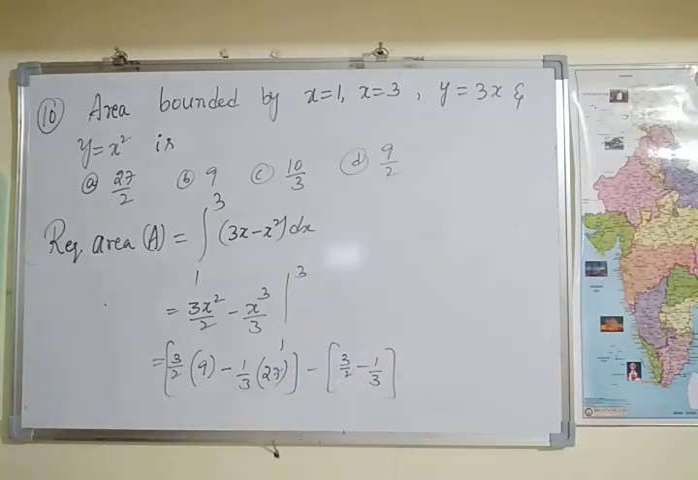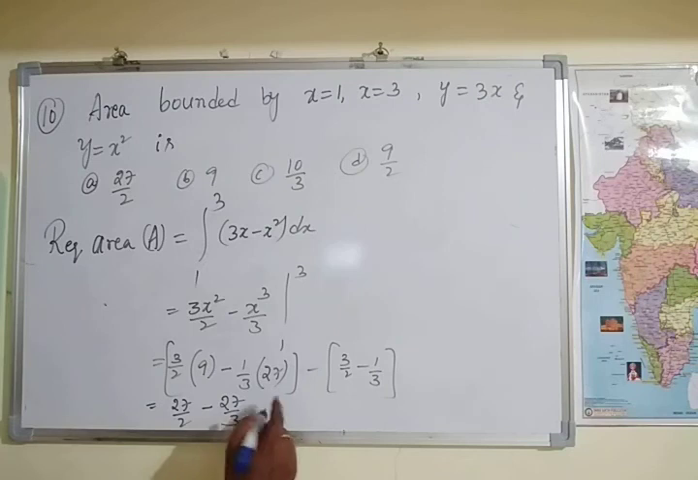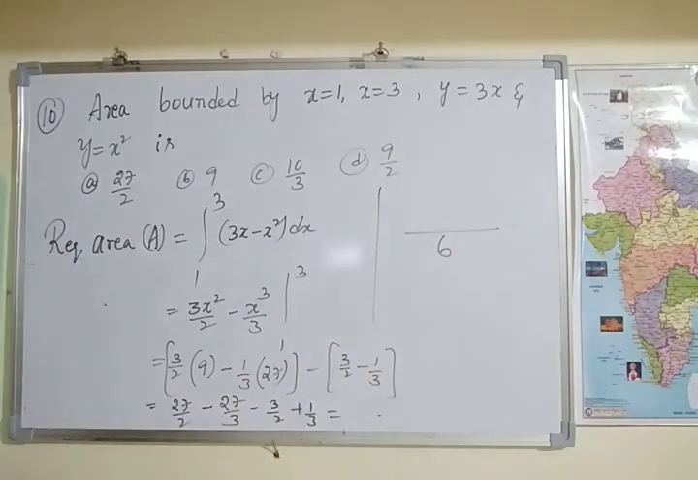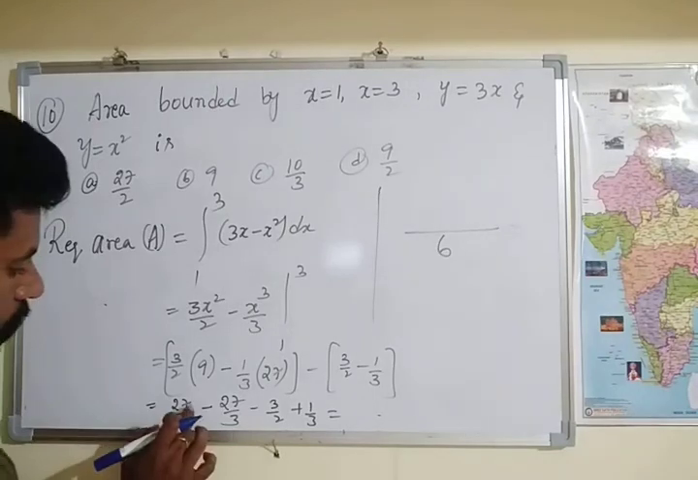So now simplification of this result. Here we get 27 divided by 2 minus 27 divided by 3, next minus 3 by 2 plus 1 by 3. Take the LCM, which is 6. In a simple form, we have 27 here and also 27, so take 27 common.